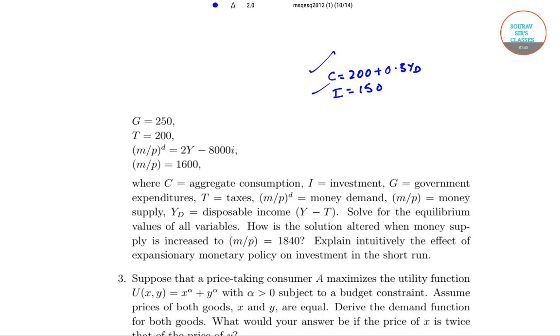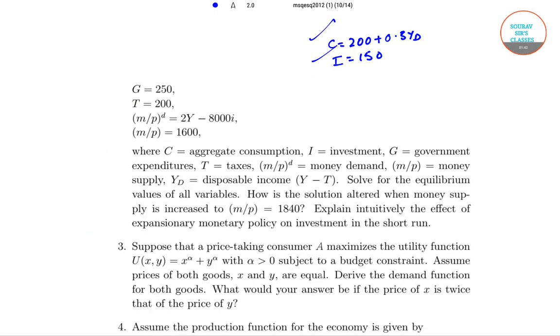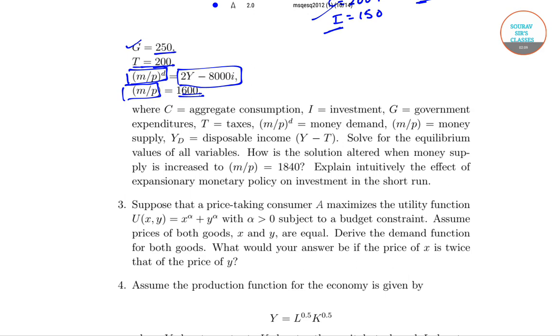Now we know the IS equation for this case will be investment function and consumption function, as we have shown already, that it is given by 200 plus 0.5 YD. Here YD is disposable income and this is I, which is investment, and the government expenditure is given as 250 and tax is given as 200. The money demand curve in the money market is given as 2Y minus 8000I, and finally M by P is equal to 1600. Now what we have to do is solve for the equilibrium values of all variables.